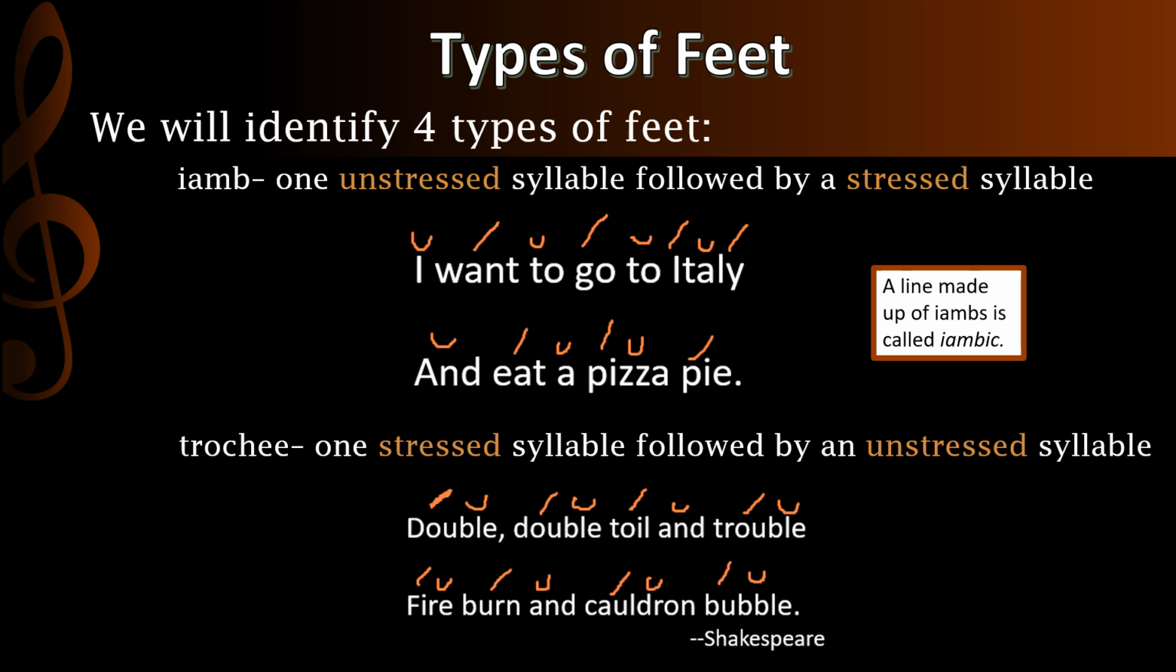Right? You can see that, right? And I know that I will say these lines and exaggerate them. And as you're trying to figure out the meter of different poems, you can exaggerate those as well to help you determine what the feet are. But when I'm just saying these lines normally without the emphasis, you can still hear the difference, I think. And a line made up of trochees is called trochaic.